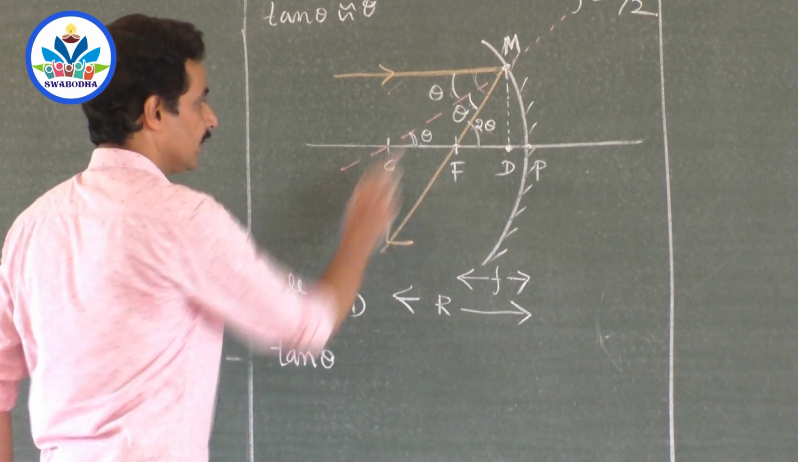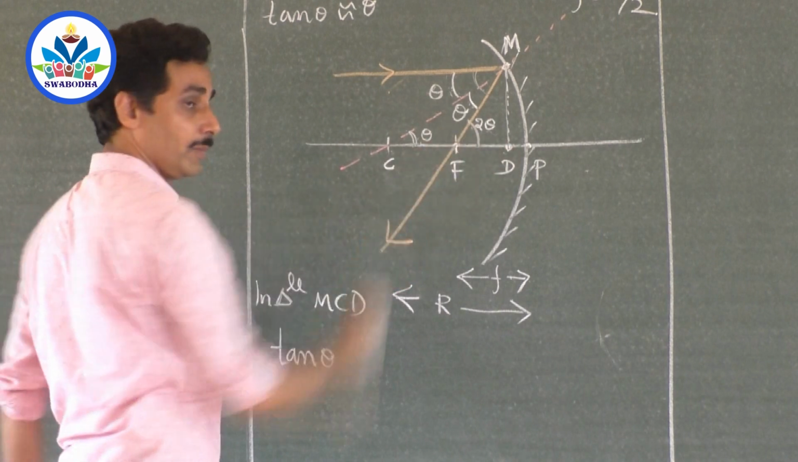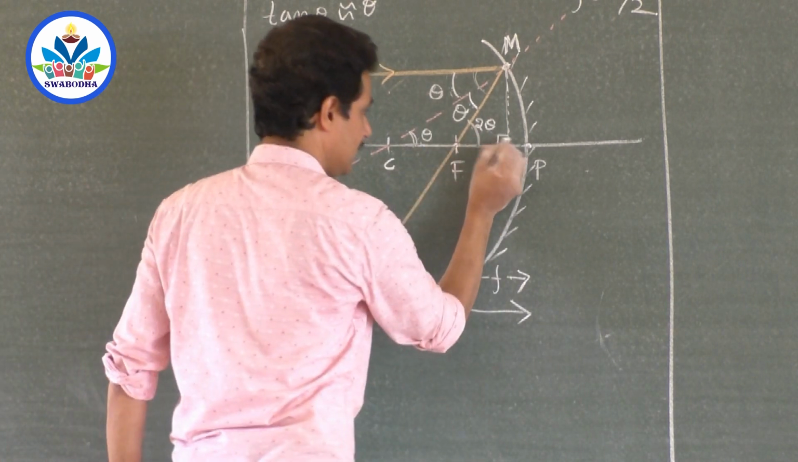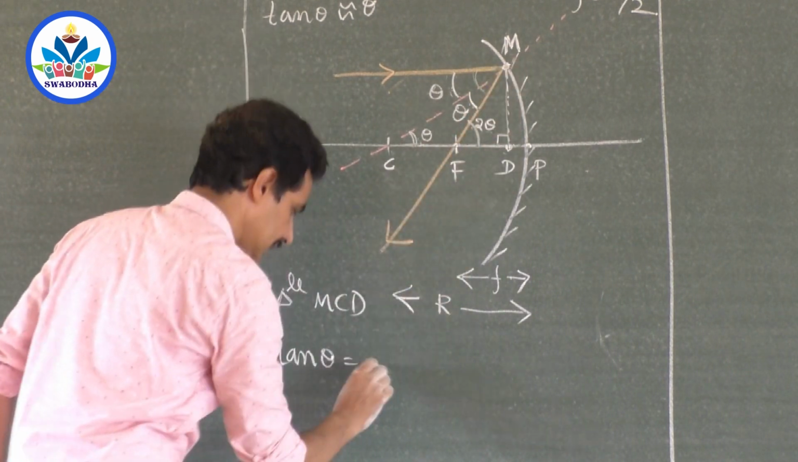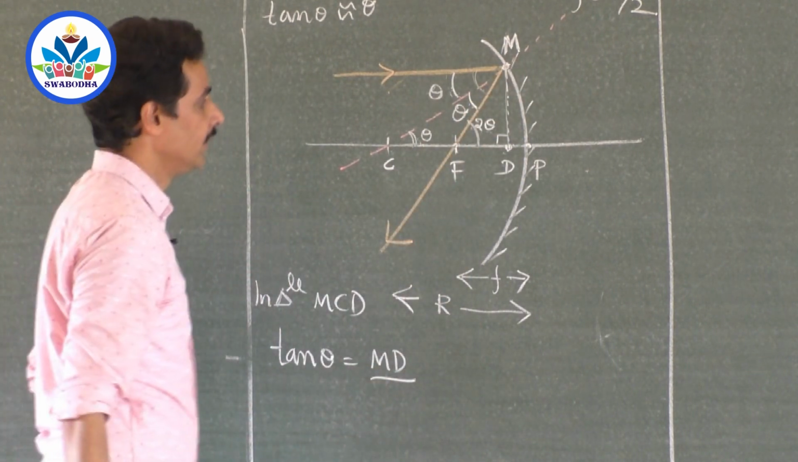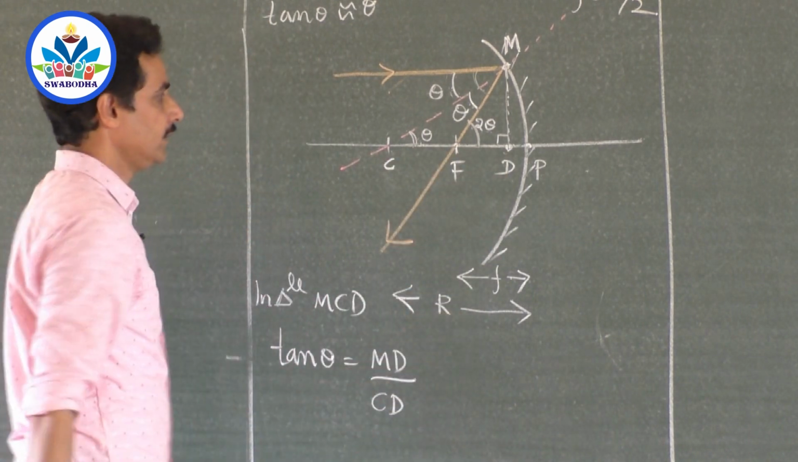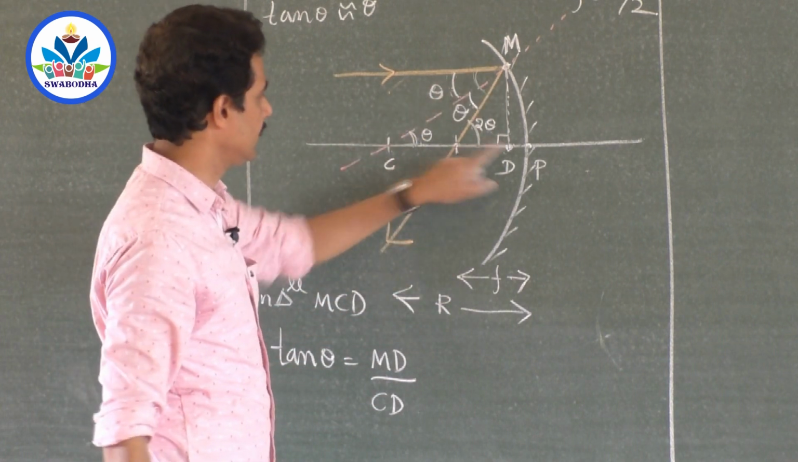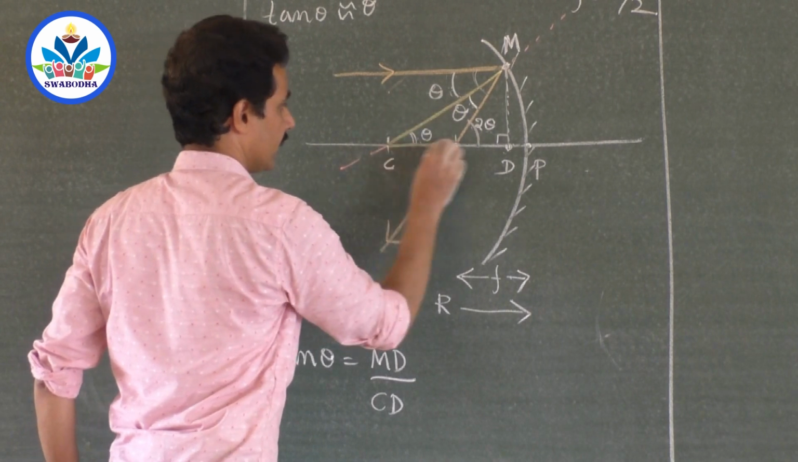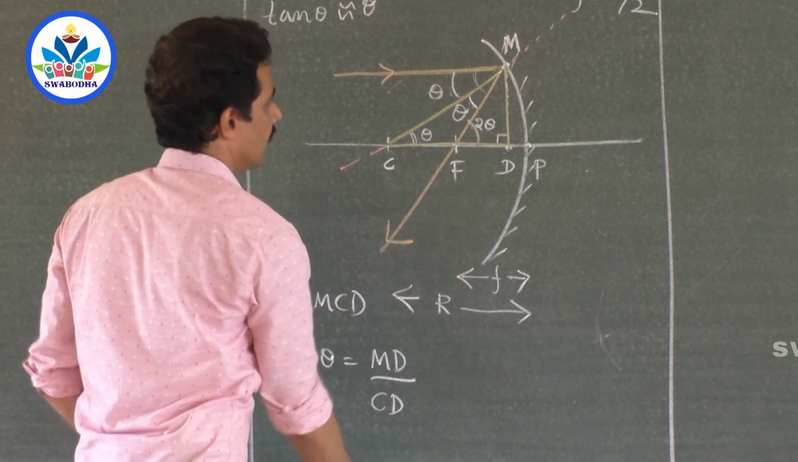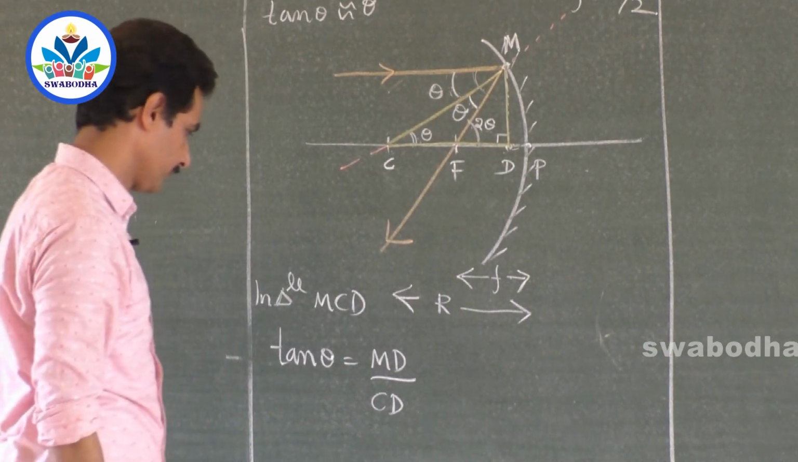Tan theta in this triangle MCD, this is a right angle triangle because this is a normal drawn. So normal means this should make 90 degrees. Tan theta is opposite side, MD, divided by adjacent side, that is CD. So in the right angle triangle MCD, tan theta is opposite side MD by adjacent side CD.